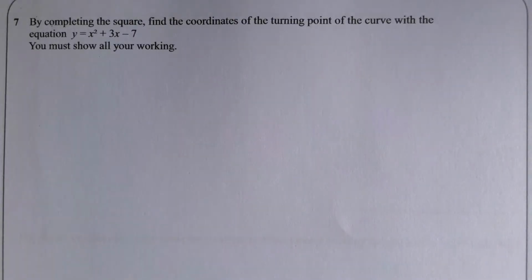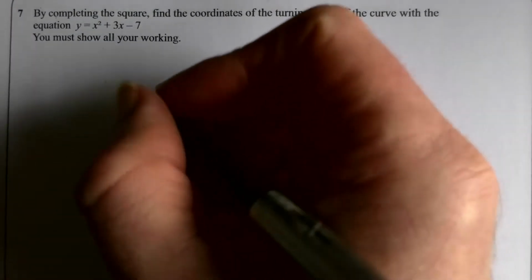Here's our first question. So we're going to find the coordinates of the turning point of the curve y equals x squared plus 3x plus 7 by completing the square. That's going to help us. So pause the video, have a go, and then see how much of this you've got. It's one step at a time.